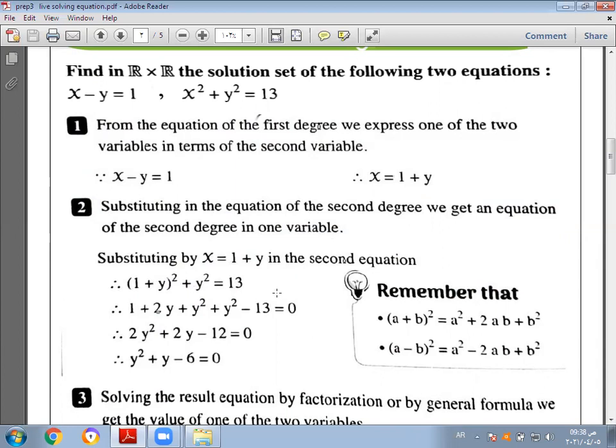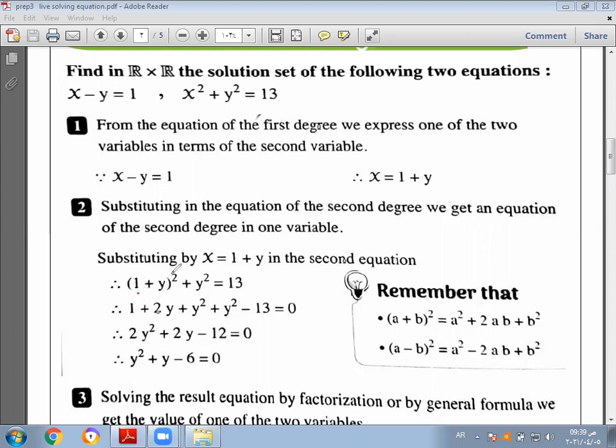We simplify it by expanding the binomial, which is (1 plus y) all power 2. If you want to expand it, we get three terms. The first term is the first squared: 1 power 2 is 1. The third term is the second squared: y power 2. And this is the middle term. How do we get the middle term? We multiply the first by the second by 2. 1 times y equals y, and y times 2 equals 2y.